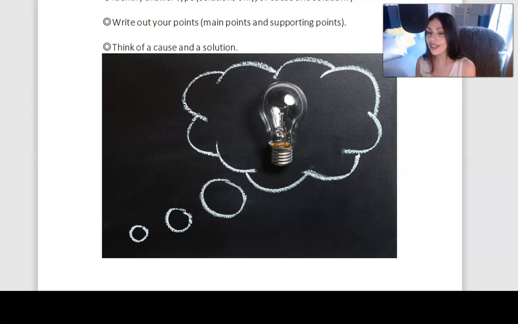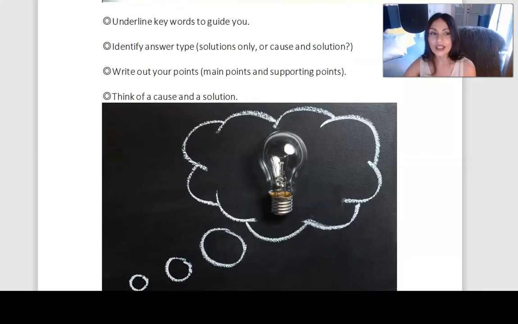So I'm now going to give you a total of 10 minutes, perhaps, if you're starting out writing an essay for the first time, and pause this recording to use those 10 minutes to write out your notes. Okay, start by underlining the key words, identify the answer type, write out your points, and write out some causes and solutions for each. You now have about 10 minutes to do this. Pause the recording and write.